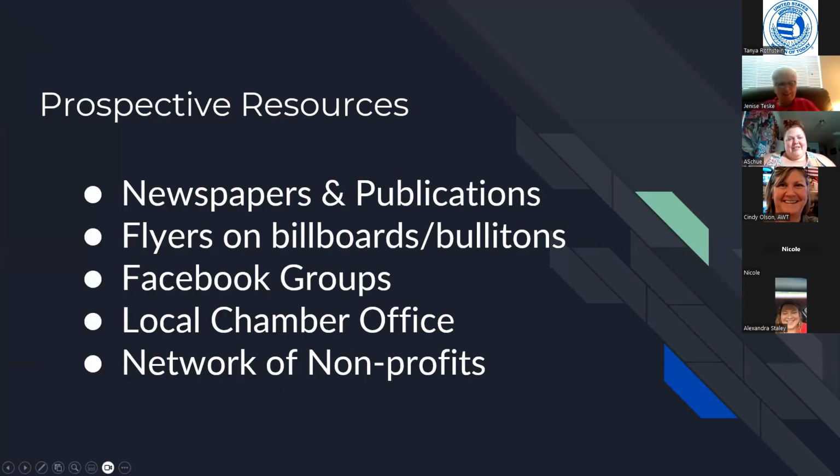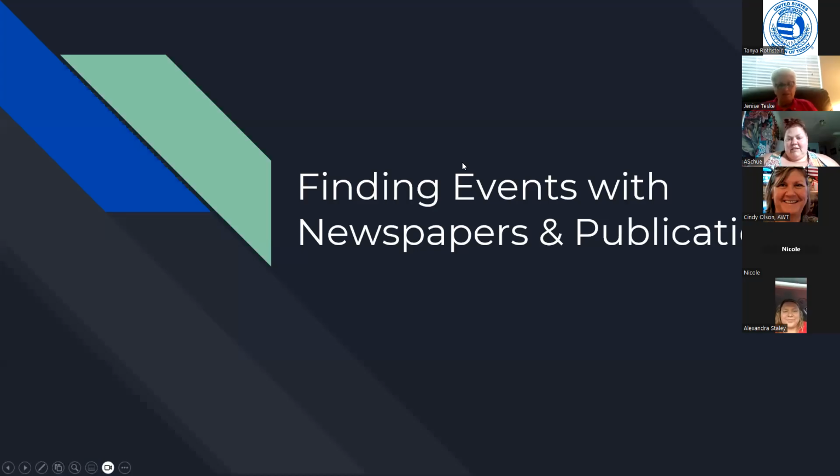All right, so when we looked at prospective resources for finding projects to be a part of, you can look at newspapers, other city, county publications, flyers on billboards or bulletin boards, Facebook groups, local chamber offices, or networks of nonprofits. And we've dedicated some slides to each one of these, so we'll just move through them and talk a little bit more specifically. So when you find events with newspapers and publications, next.